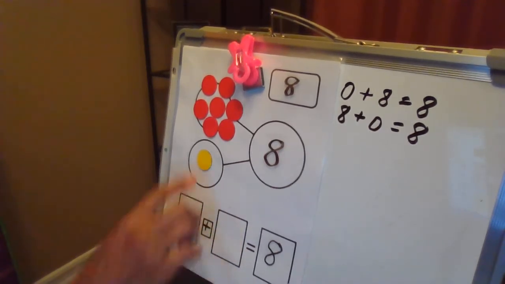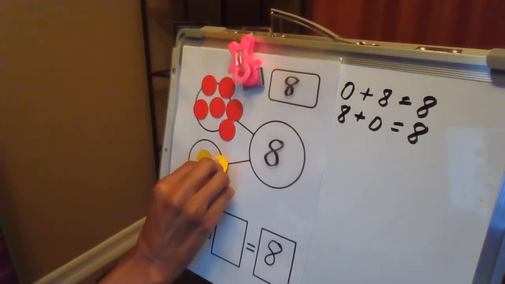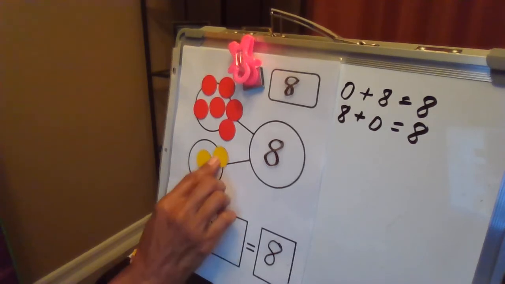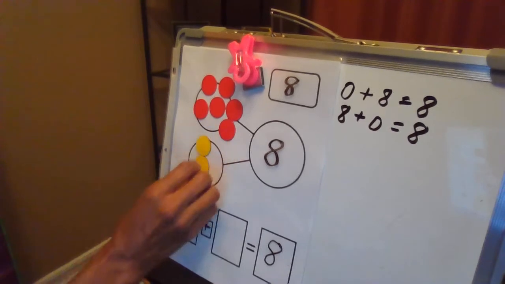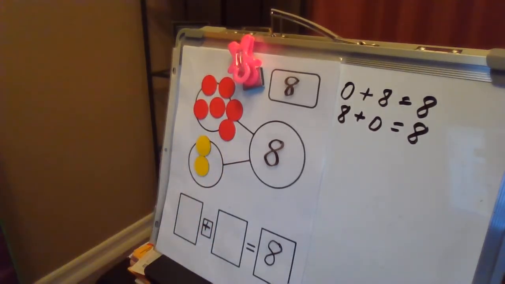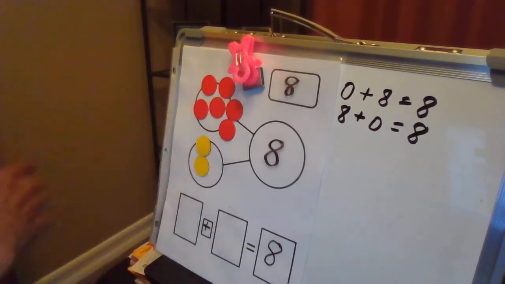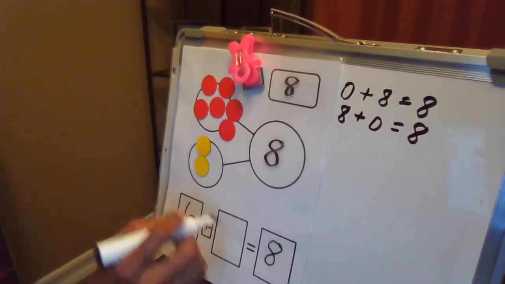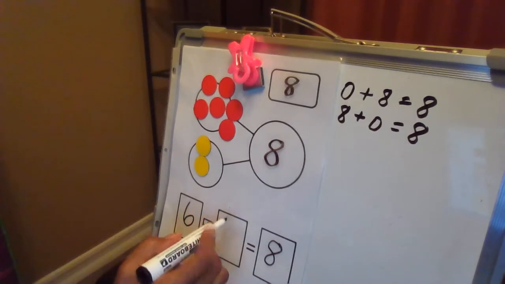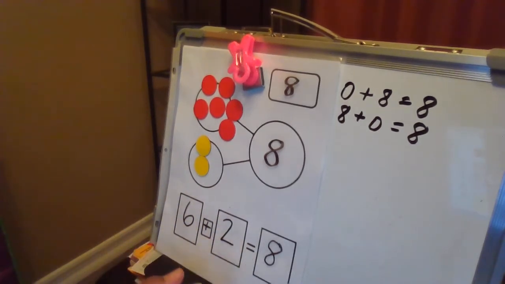Now what if I want to change the numbers and make another number sentence where my sum is 8? I could take one from up top and bring it here and just flip it over. Now what's my number sentence? How many up top? 1, 2, 3, 4, 5, 6. I have 6 students in the swimming pool. 2 more come to join them. So 6 plus 2 equals 8.